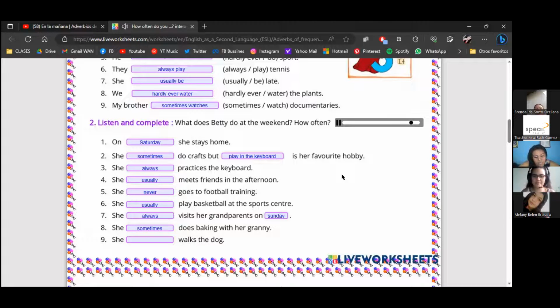What about your dog? Do you walk your dog at the weekend? No, I hardly ever walk the dog. My brother does that. Dog at the weekend? No, I hardly ever walk the dog. My brother does that. Saturday, no.